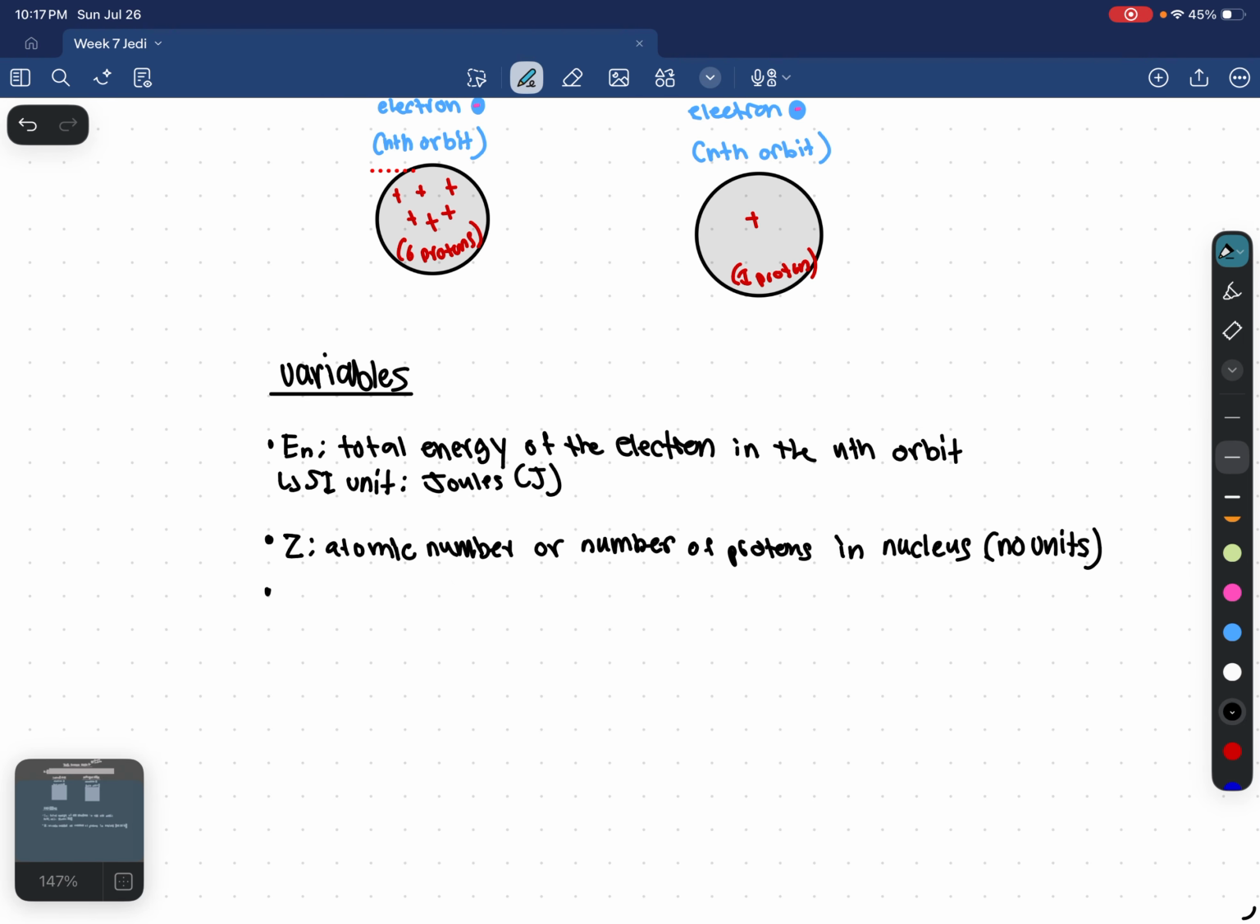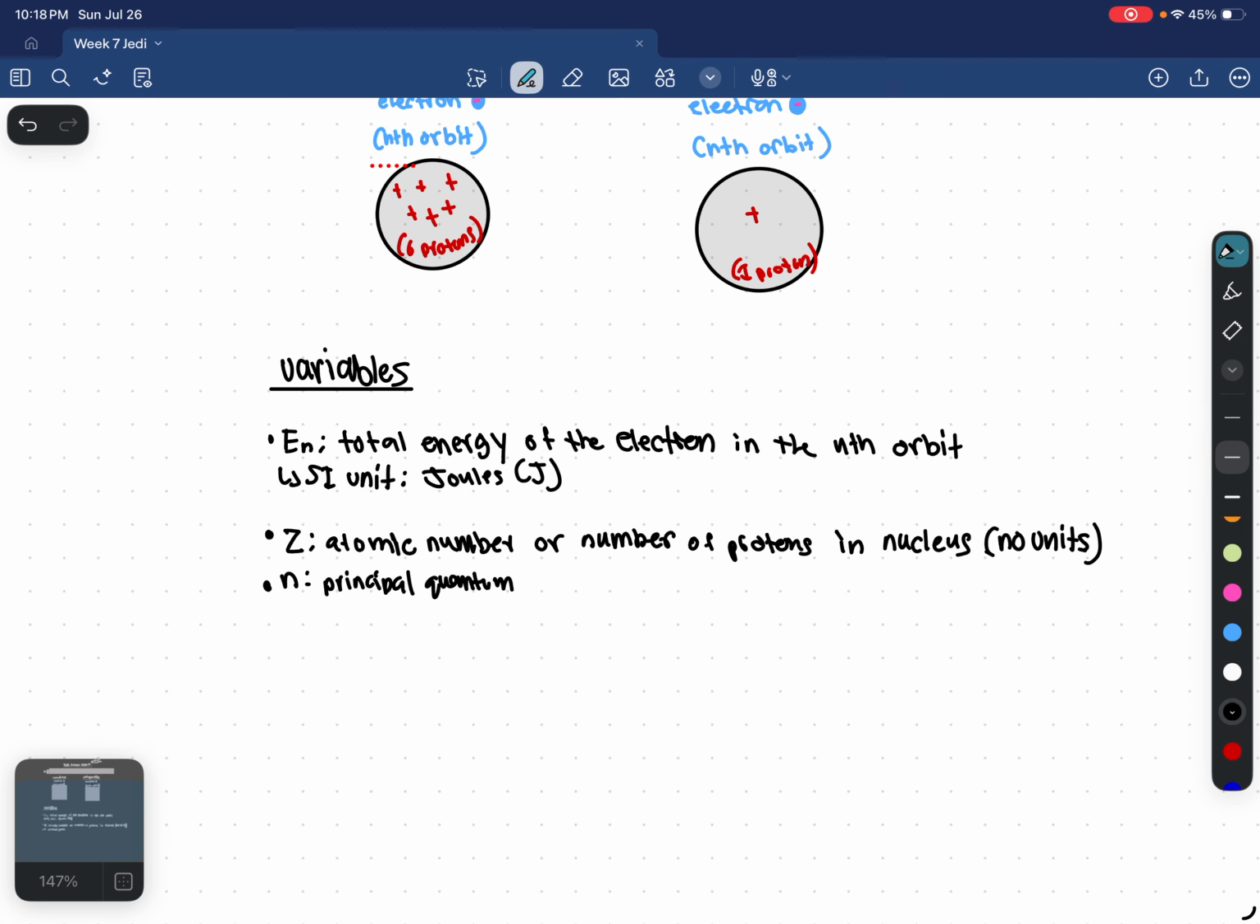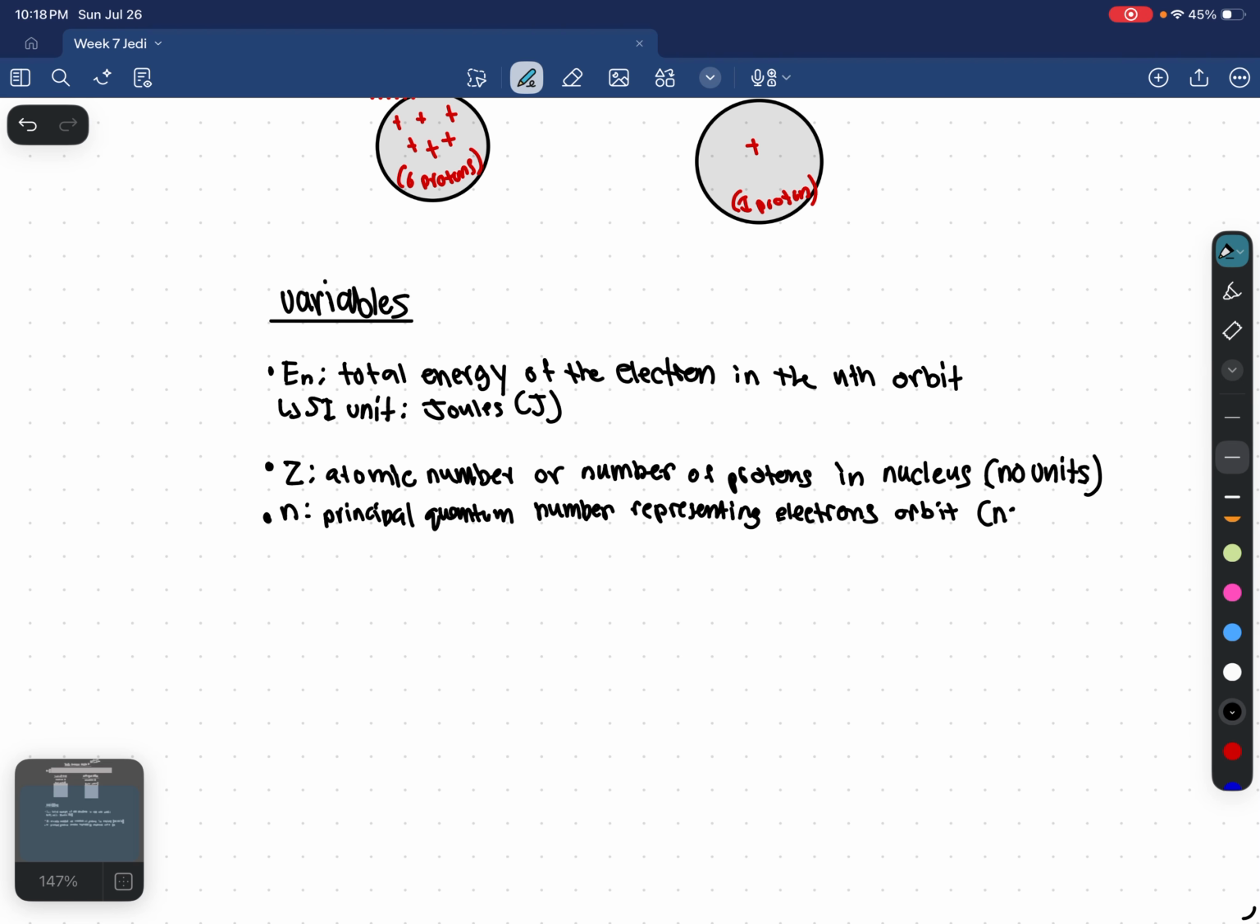The next thing we need to know is n, the principal quantum number. It represents the integer energy level or orbit index of the electron. So it's the principal quantum number representing the electron's orbit. And this one also has no units.